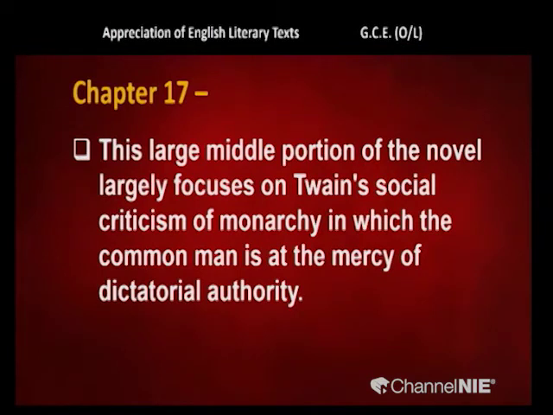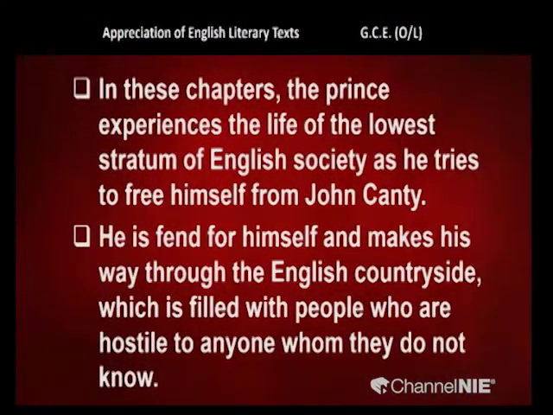This large middle portion of the novel largely focuses on Twain's social criticism of monarchy, in which the common man is at the mercy of dictatorial authority. In these chapters, the prince experiences the life of the lowest stratum of English society as he tries to free himself from John Canty. He must fend for himself and makes his way through the English countryside, which is filled with people who are hostile to anyone whom they do not know.